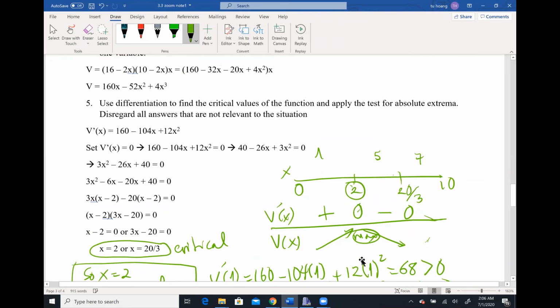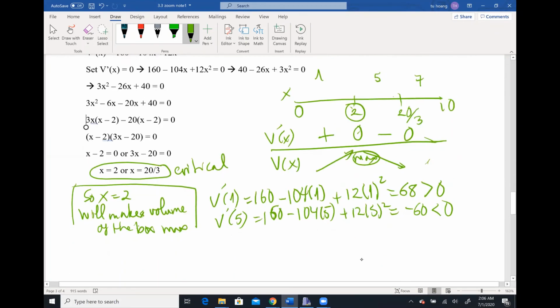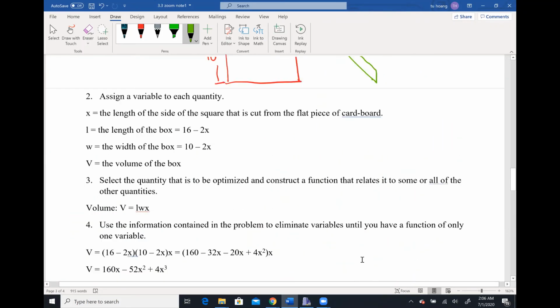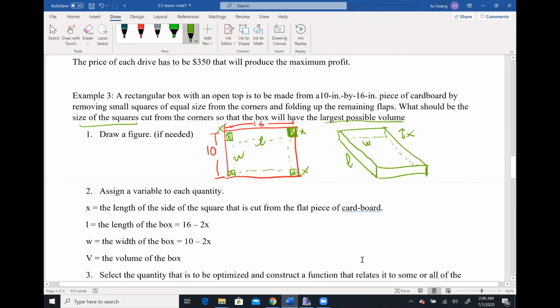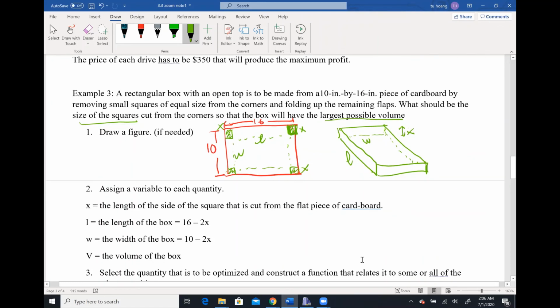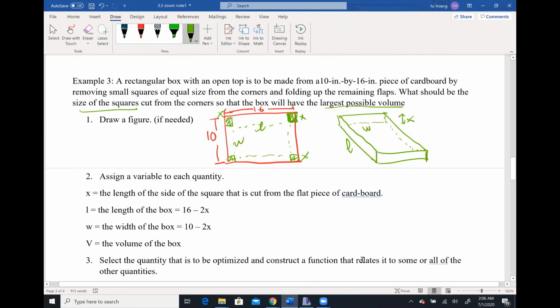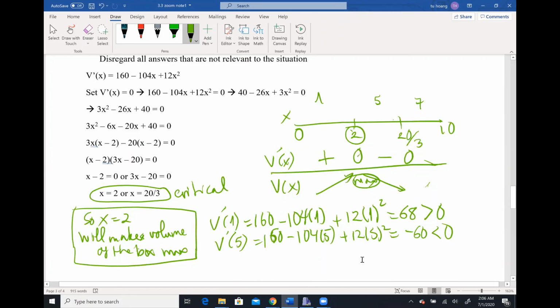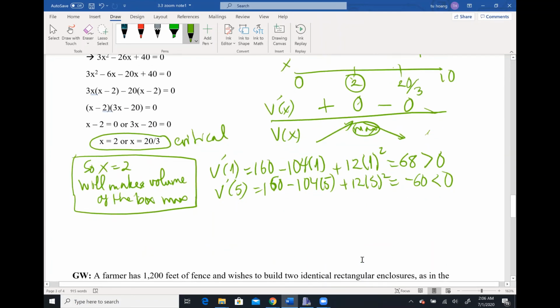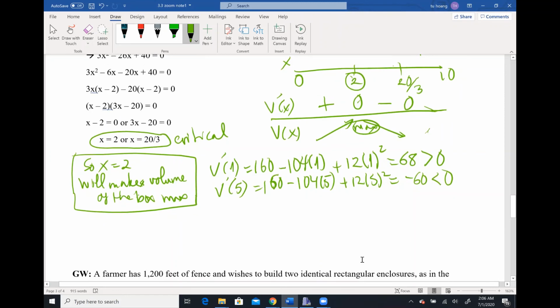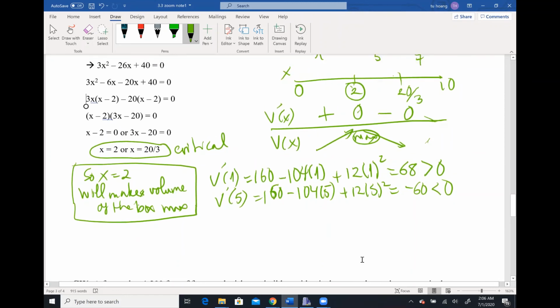Okay, I think we're done with this problem. Is there anything else for this? Okay, and that's it. So I'm going to stop this session here, and I'll see you next time.